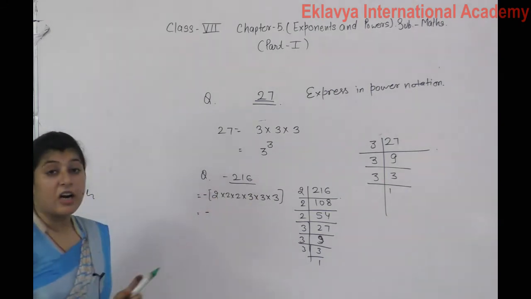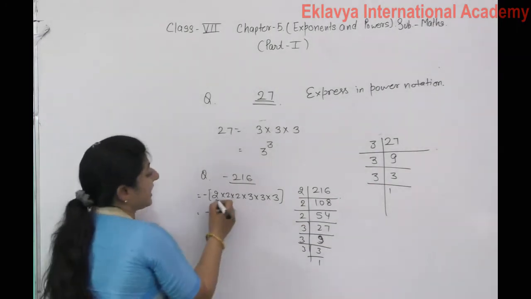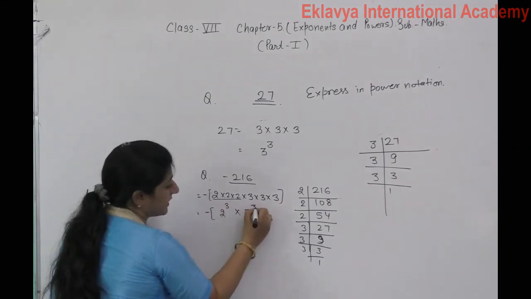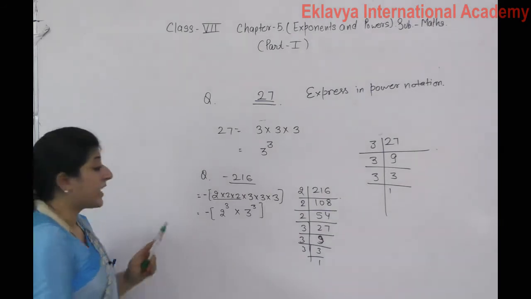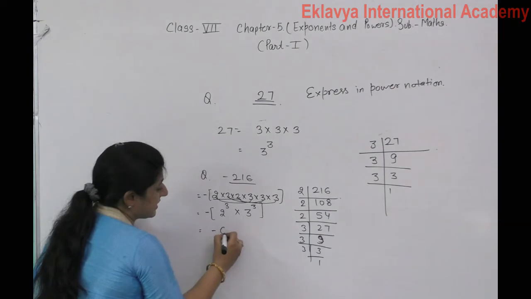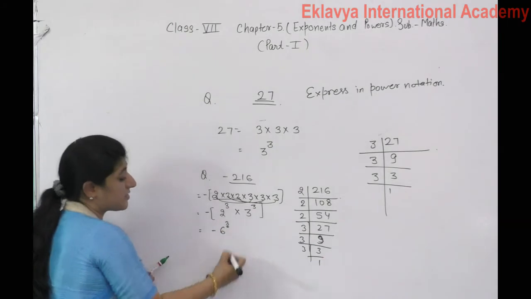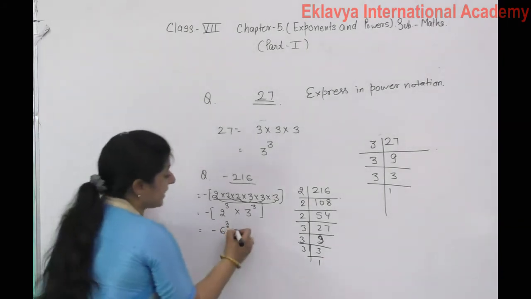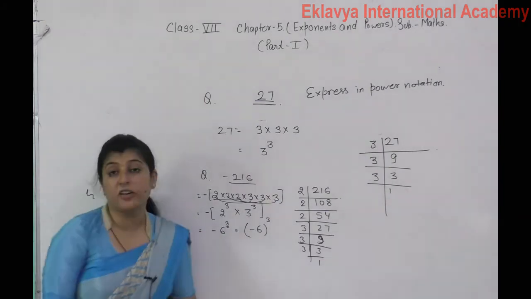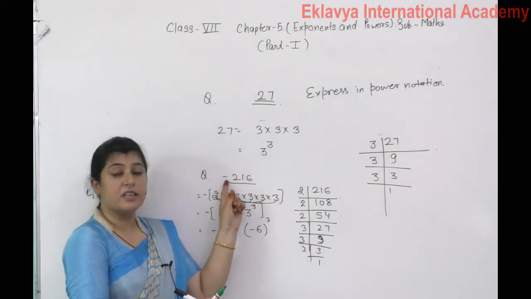Now see here, express in power notation. Two types we can write down. Suppose we can write 2 power 3 multiply 3 power 3. Or we can make the pair: 2 3s are 6, 2 3s are 6, 2 3s are 6, so minus 6 power 3. See here, the power is odd. It means if I write minus 6 power 3, then it is also right, because minus with an odd power gives a negative answer.